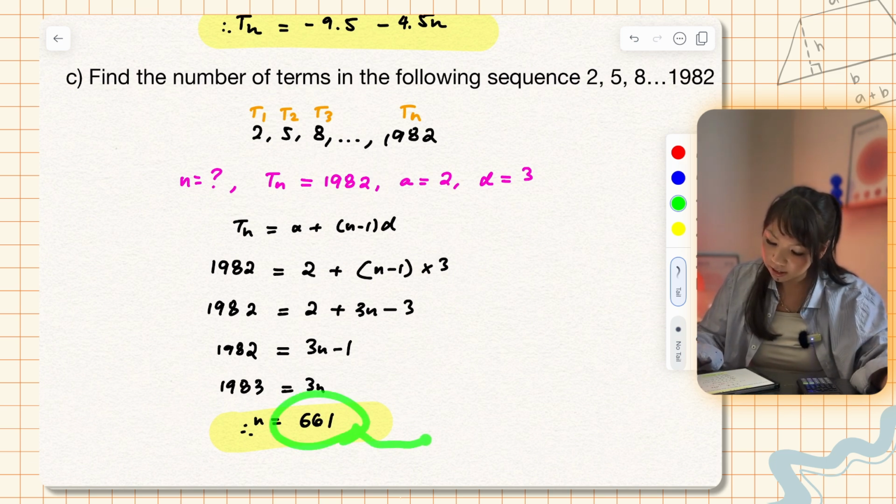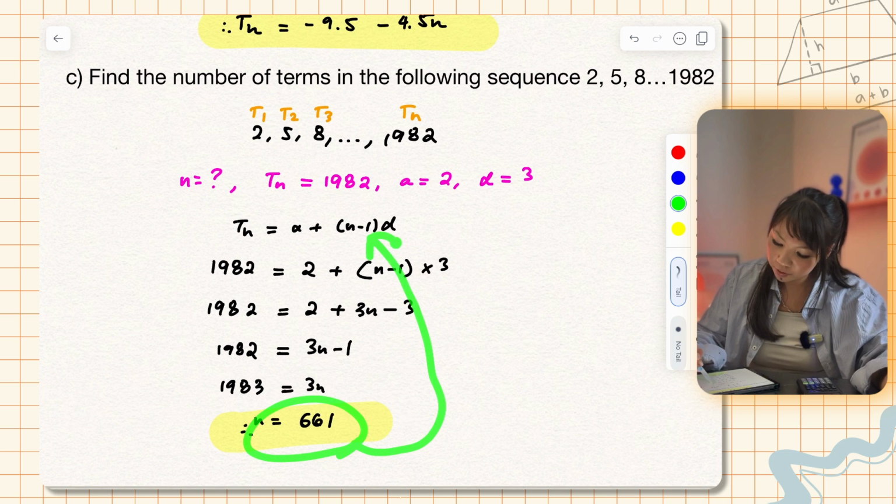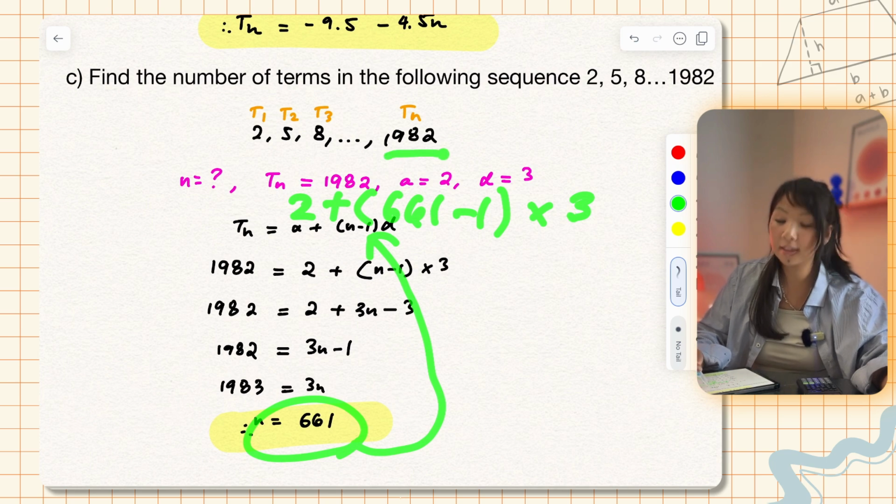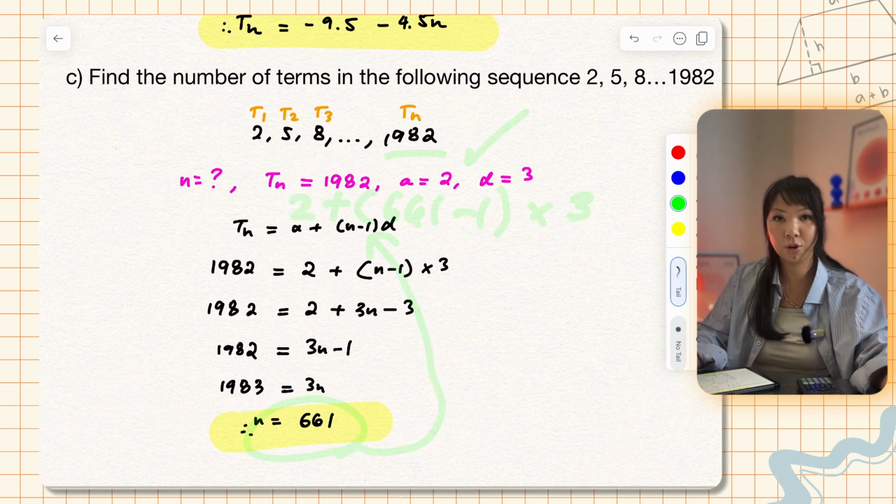So if I sub in 661 into the original Tn formula here, so we know that a is 2, n is 661, minus 1 times the difference of 3. If you get this as your answer, which it is, it means you're correct.